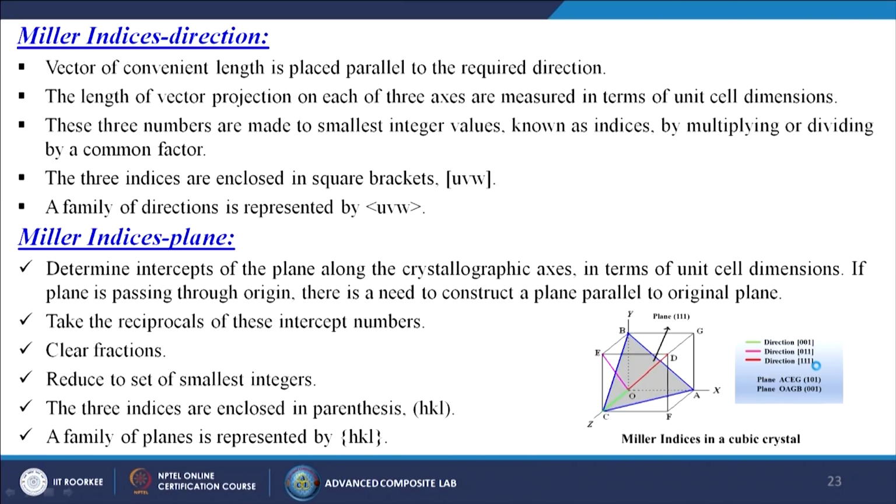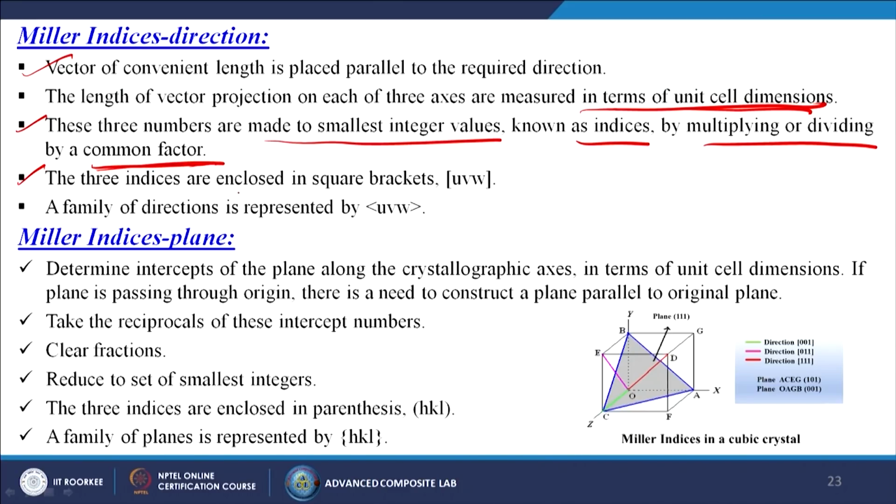So Miller indices for directions: a vector of convenient length is placed parallel to the required direction. The lengths of the vector projection on each of the 3 axes are measured in terms of the unit cell dimensions. These 3 numbers are made to the smallest integer values, known as indices, by multiplying or dividing by a common factor. The 3 indices are enclosed in square brackets like this way, in the square brackets U, V, W. A family of directions is represented in this manner: less than U, V, W, greater than.